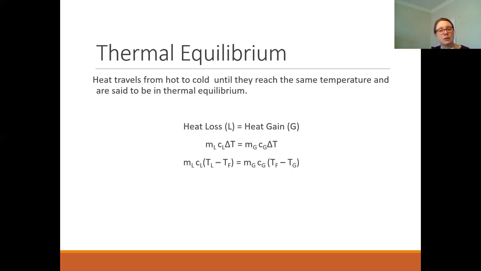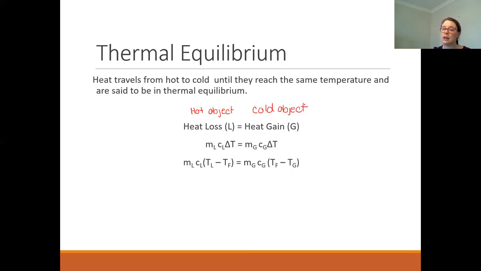Now, that just simply means that the energy lost by the hot object, so this is our hot object, is equal to the energy gained by the cold object.